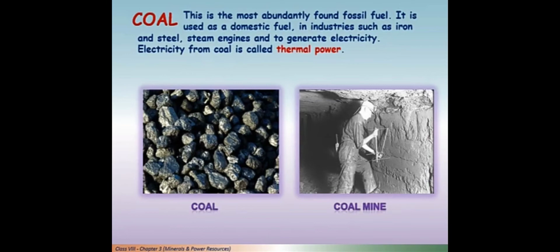So first we are going for coal. Where are we using this coal? Do you have any idea? In steam engines to generate electricity, in many industries, and as domestic fuel we are using coal, and it is also called thermal power. And how is coal produced, do you know? Millions of years ago, giant ferns and swamps were buried inside the ground and converted into coal. So it is also called buried sunshine.